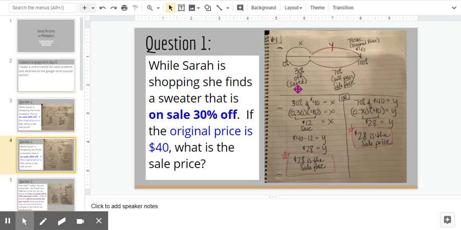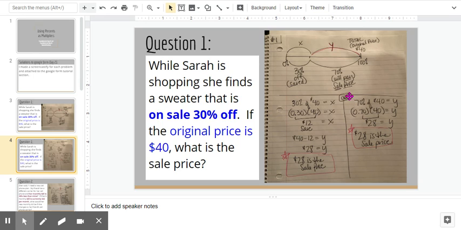Now, if you look, 30% was the multiplier given in the story, but I was able to draw 70% in. That's the rest of the money or the rest of the cost. If I'm going to save 30%, I pay 70%. I could just use that multiplier instead.